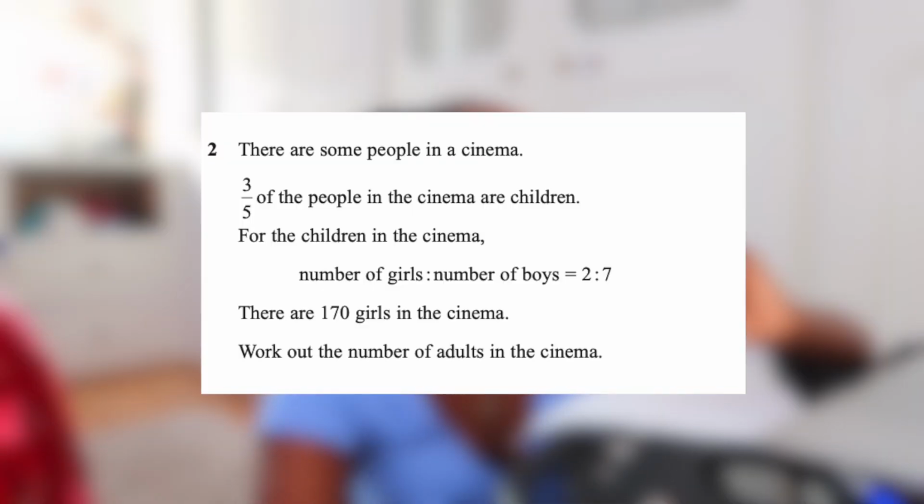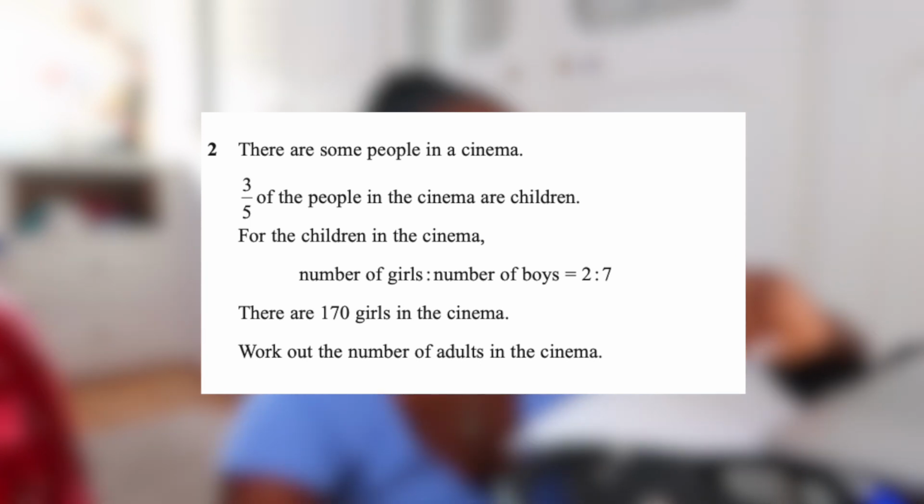Question two. There are some people in a cinema. 3/5 of the people in the cinema are children. For the children in the cinema, number of girls to number of boys equals 2 to 7. There are 170 girls in the cinema. Work out the number of adults in the cinema. But the adults aren't even mentioned before, so why are you mentioning them now? I wasn't good at maths. I just worked hard for it.